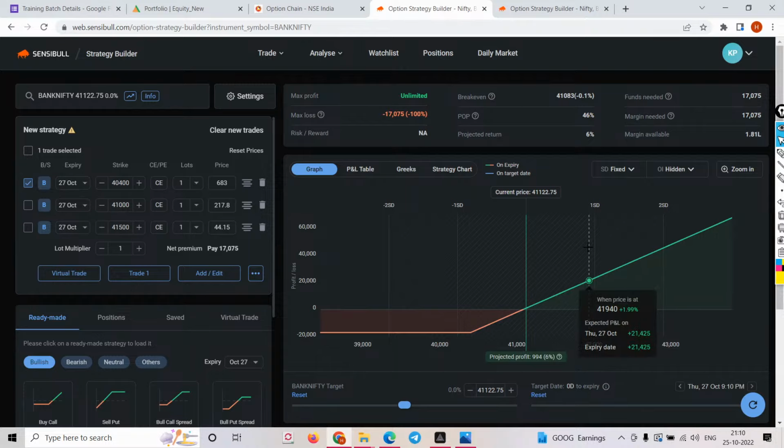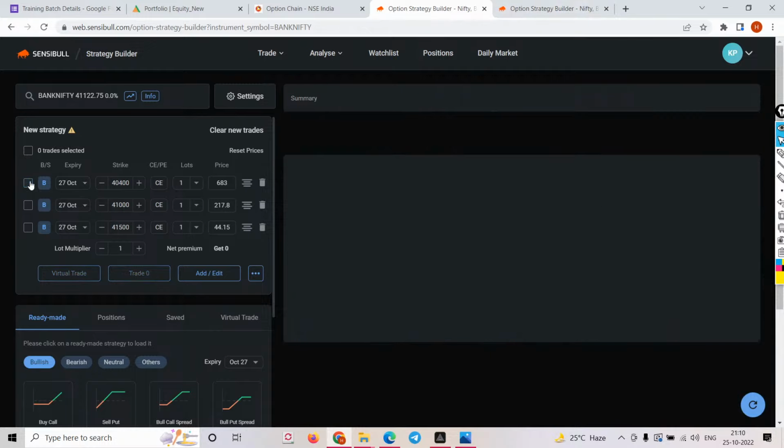So this all depends on the view of the market. You got my point, right? So as a conservative trader, at least target for OTM. This is what I can say.